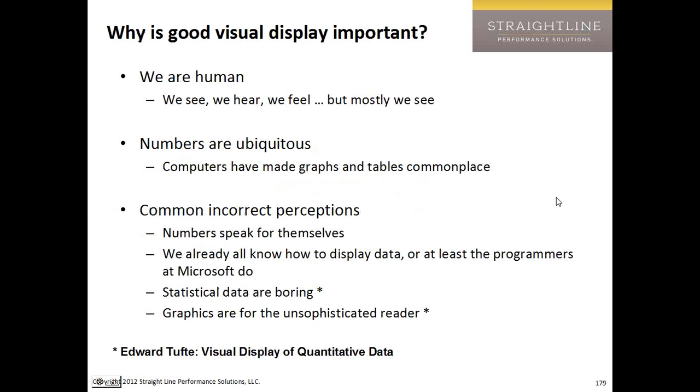Okay, the first thing I want to talk about is why is visual display important? And the reason is basically because we're human. We see, we feel, we hear, but mostly we see. Most of our brains, or a significant amount of it, are dedicated to processing visual information. It's part of what brought us out of the trees, our need to have stereoscopic vision. Actually, it was when we were in the trees that it was highly important, so we wouldn't fall off branches and all sorts of things like that.